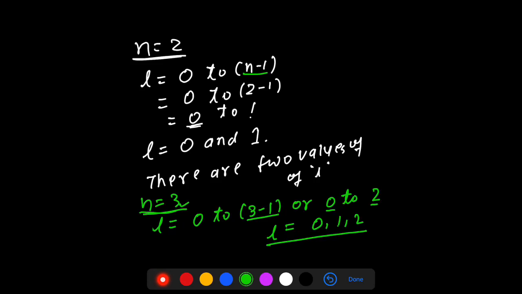So these are the values of L for the third shell. In the third shell, the value of L will be 0, 1 and 2. There are 3 values of L, right? If you take n equals 4, the value of L will be 0, 1, 2 and 3, that is 0 to n minus 1. There are 4 values of L.